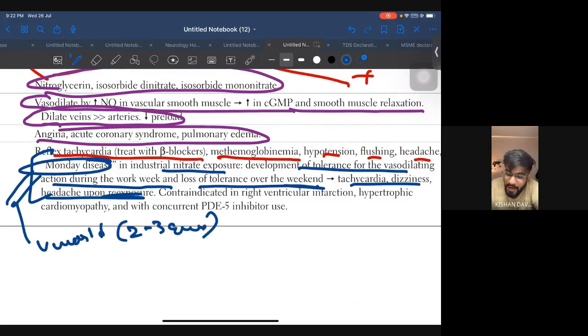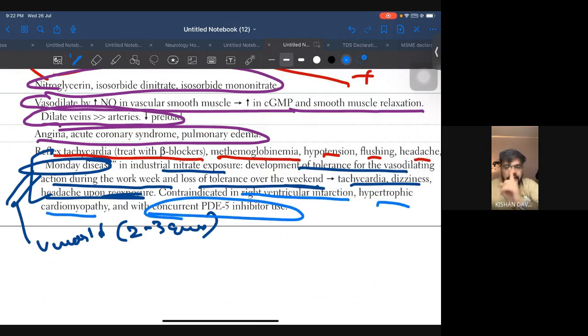Okay. Contraindicated in right ventricular infarction, hypertrophic cardiomyopathy, and with concurrent PDE5 inhibitor use. Concurrent PDE5 inhibitor use, it means which ones are PDE5 inhibitors? Sildenafil. Okay.